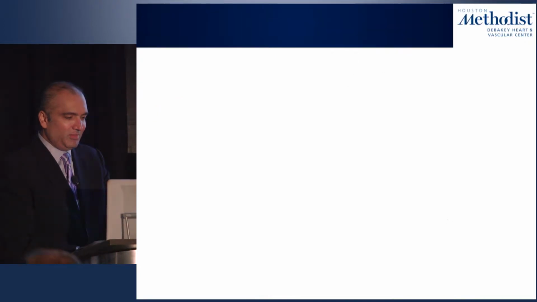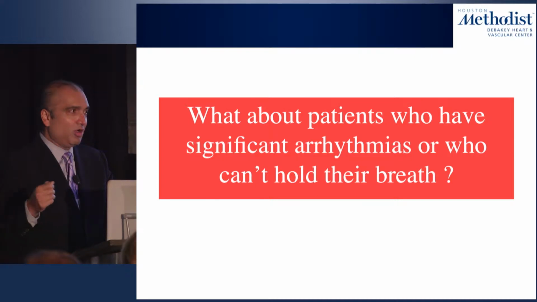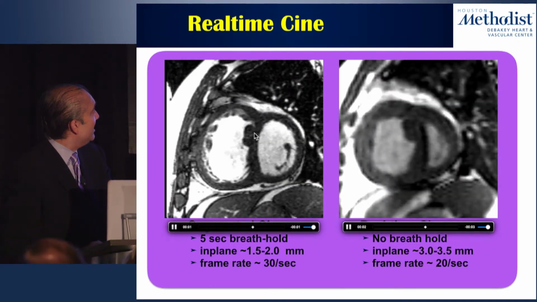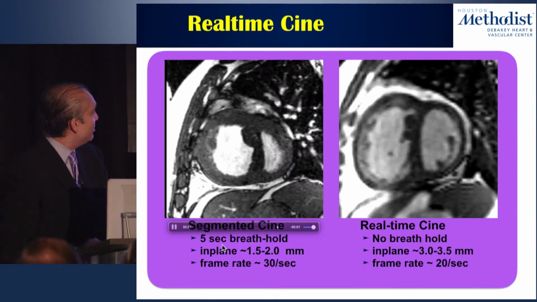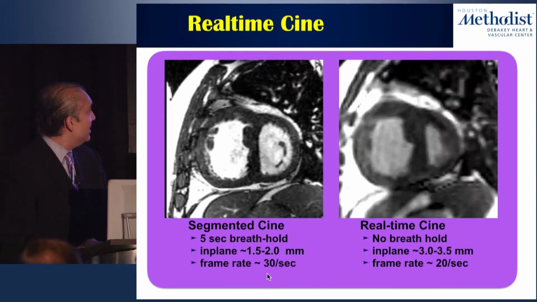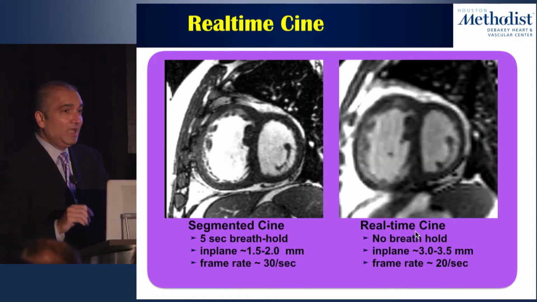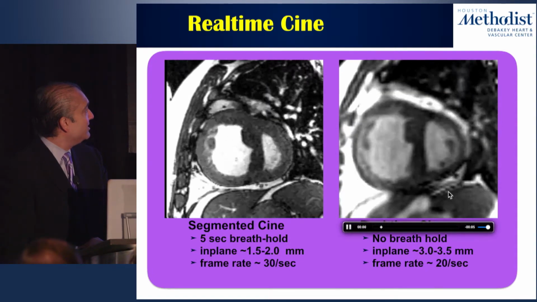Now, you're going to come back to me and say, okay, that's fine, but what if the person is having a lot of arrhythmias, the RR interval is all over the place, or what if they can't hold their breath at all? Then what do we do? Are we out of luck? Well, no. The answer is, again, this is that high-res image I showed you on the left-hand side. This is a 5-second breath hold. You get in-plane resolution of about 1.5 to 2 millimeters and a frame rate of about 30 frames a second. But we can do a lower resolution acquisition, which is done in real time. And that's the image shown here on the right-hand side.